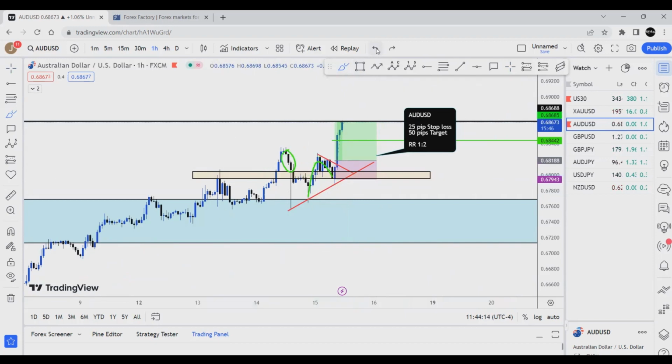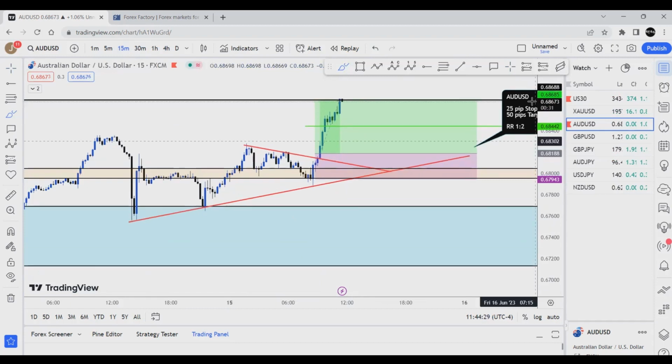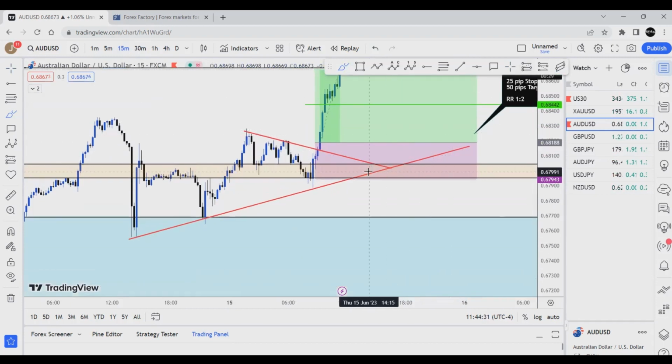I took this setup down to the small time frame, to the 15-minute. Here you go. So I took this setup down to the 15-minute and 1-minute time frame. Once I took the setup down to the 15-minute time frame, the rest was pretty simple. It's just waiting for a breakout of structure and waiting for my Market Bandit Strategy to apply.